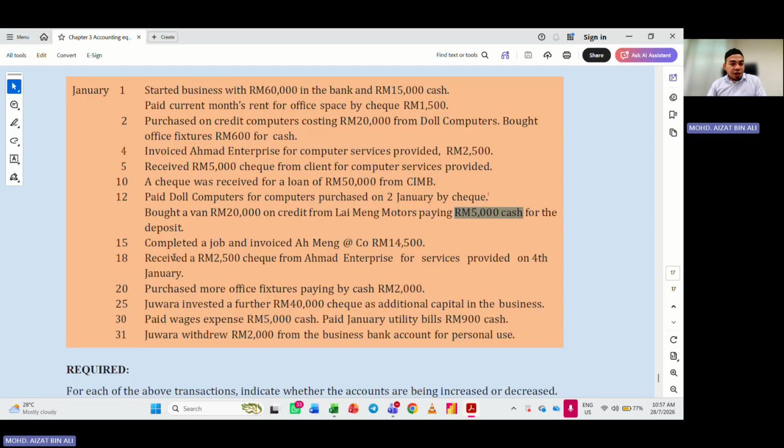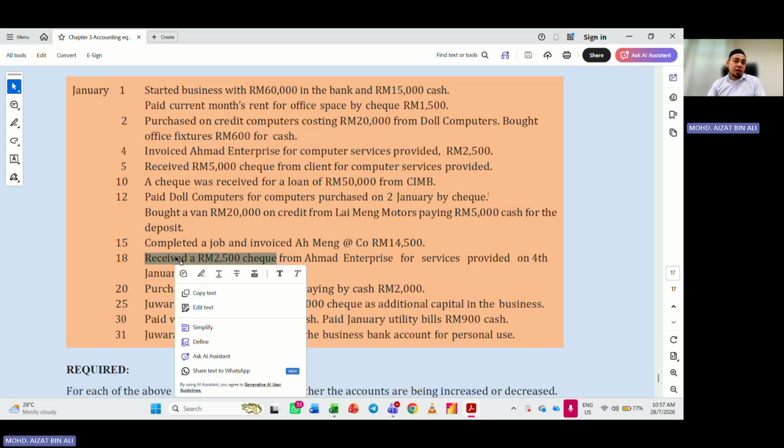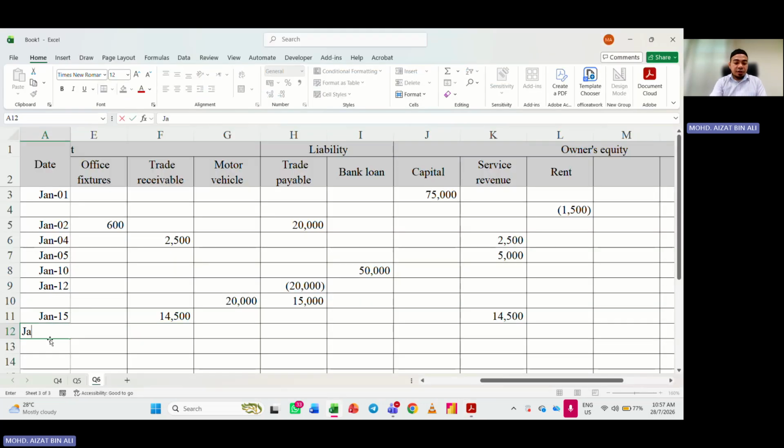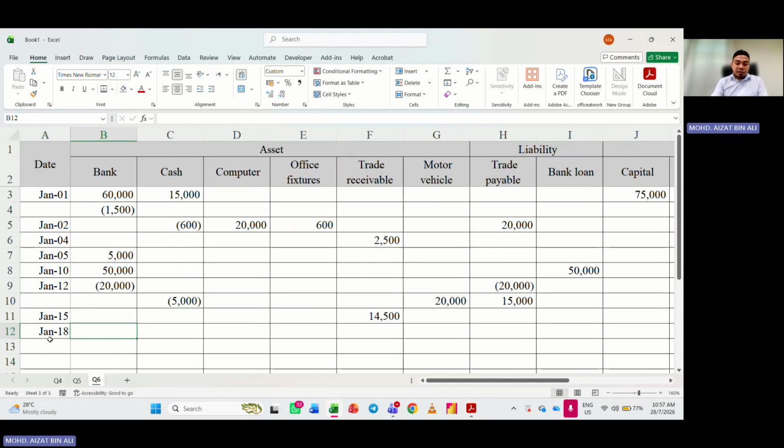Next, January 18, receive a 2,500 ringgit check. So this goes into which account? Bank's account, right? So on 18 January, under bank's account, 2,500 ringgit increases because we receive the check. Money goes into our business.